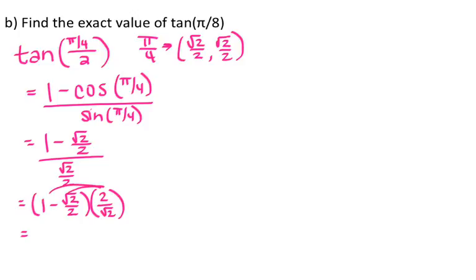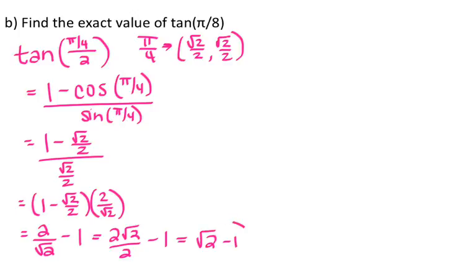So 1 times 2 over root 2 is 2 over root 2, minus root 2 over 2 times 2 over root 2, which is just 1. And then this right here, you can't have radicals in the denominator, so that becomes 2 root 2 over 2 minus 1, which is just root 2 minus 1. And there's your final answer for tangent of pi over 8.